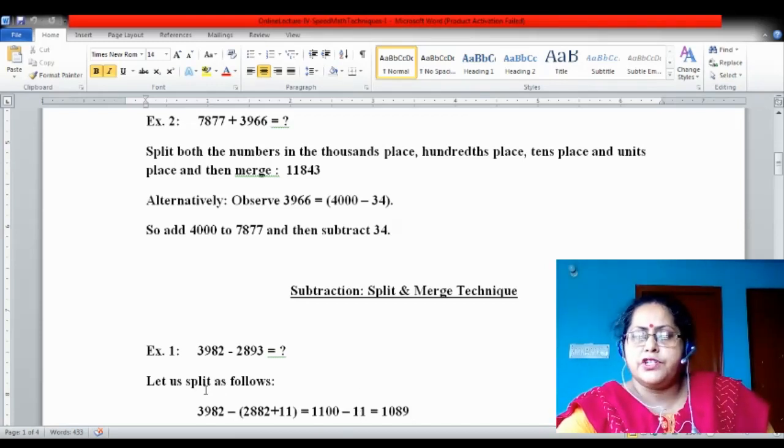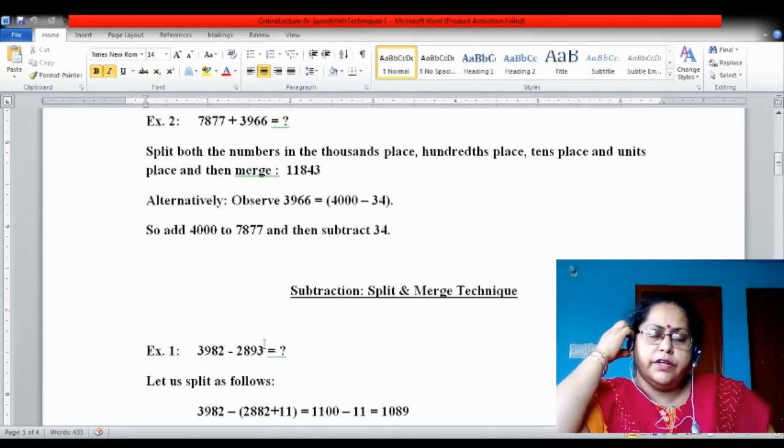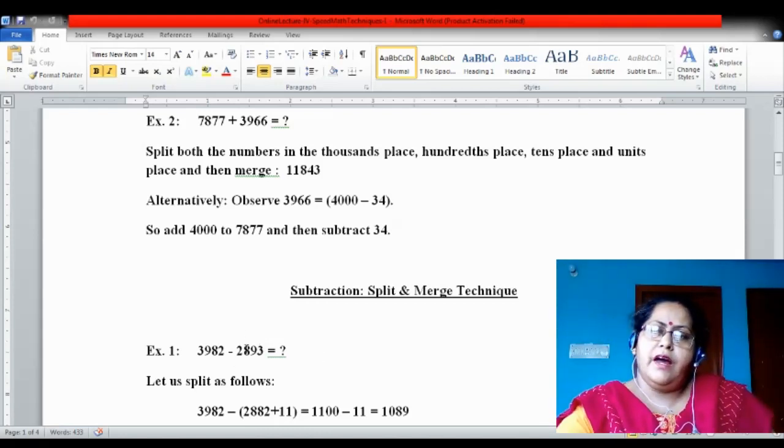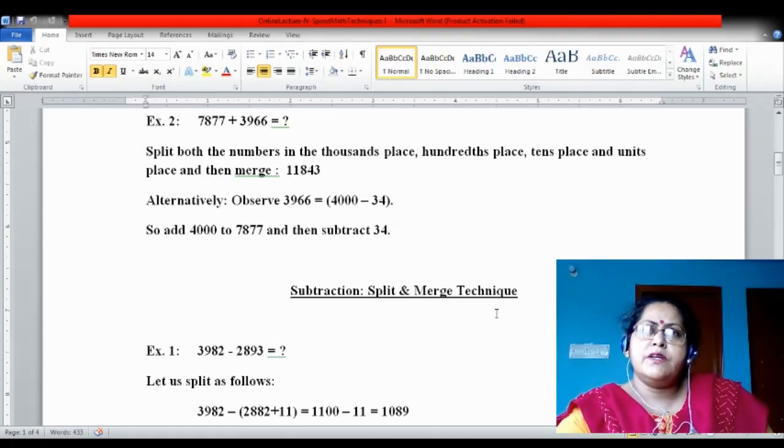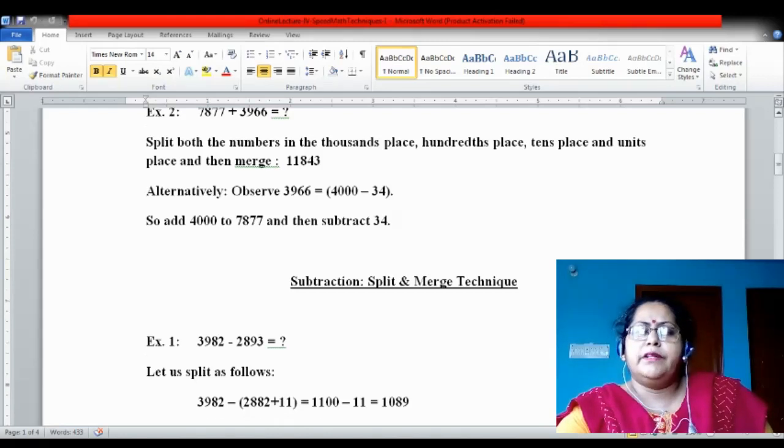Now see, I have written all this for your understanding, but actually I want you to do this problem without writing on pen and paper. Do everything I explained mentally. It's 3982, so let us take here 2882. If I'm taking 2882, how much am I short? It's 11. So if I subtract 2882, it's 1100 minus 11. So you get the answer 1089. I can surely say that this is much quicker than if you had written down the numbers one by one in the traditional method and subtracted as per the usual procedure.